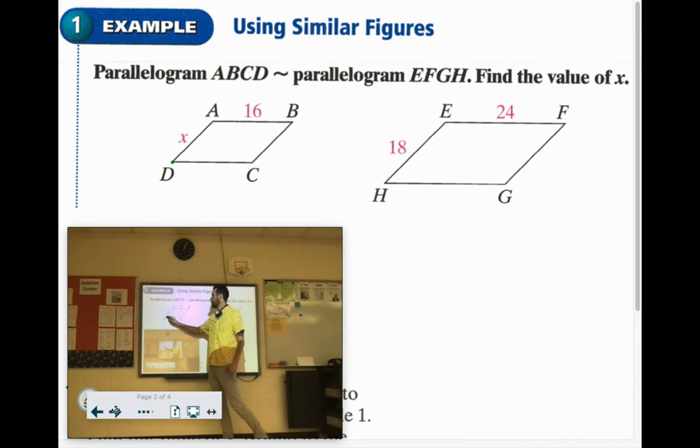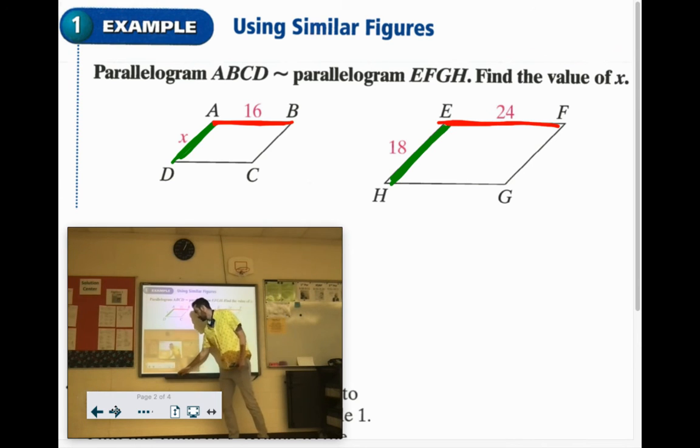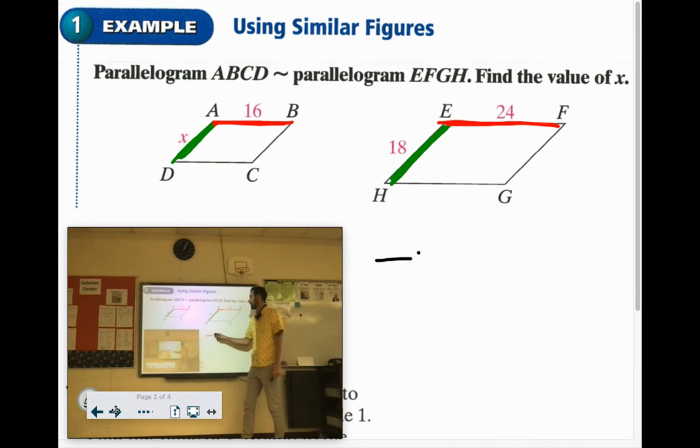So this line AD corresponds over here to line HE. The top line AB corresponds to line EF. So this will help in setting up our proportion. Again, you can set it up a few ways and be fine. There's 4 ways to correctly set this up.